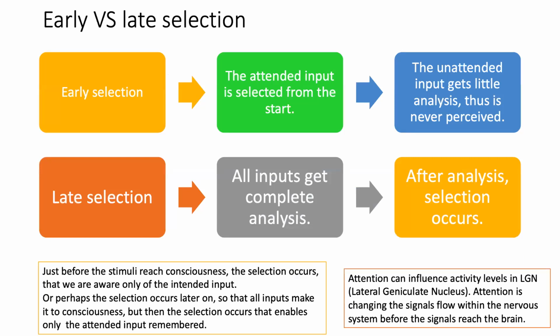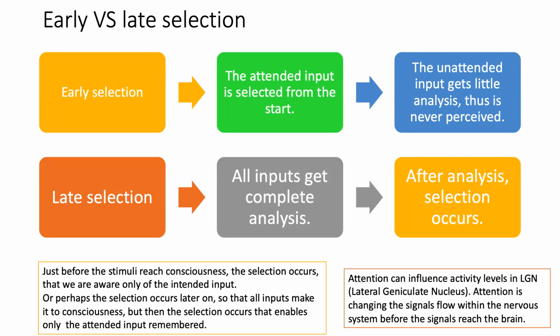Early versus late selection. Early selection: the attended input is selected from the start. The unattended input gets little analysis, thus it is never perceived. Late selection is the other way around. In late selection, all inputs get complete analysis. After the analysis, selection occurs.